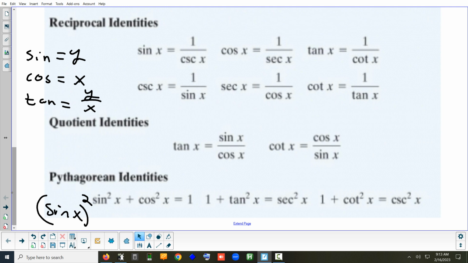Everybody have those identities? Okay, this is taken from your book, so if you go on Schoology and pull up section 7.4, this table is in that section.